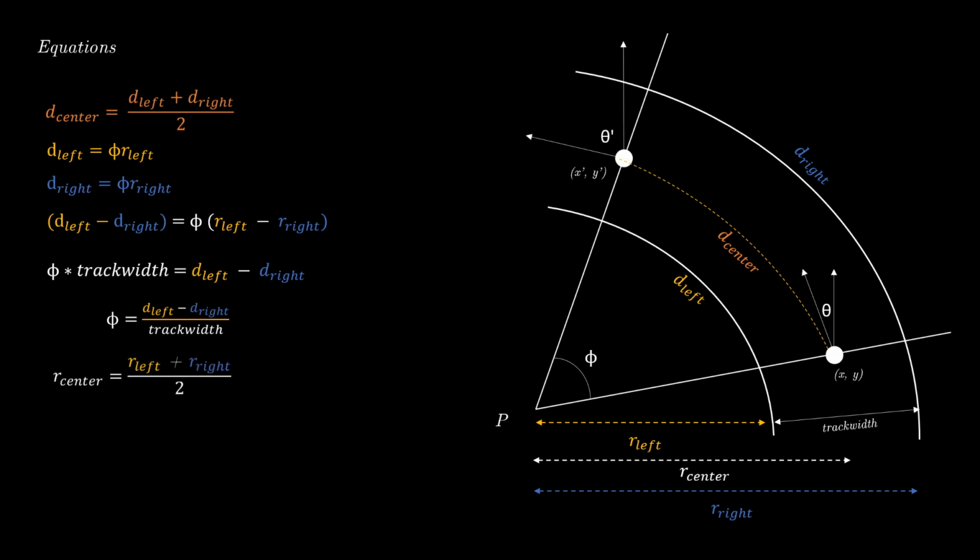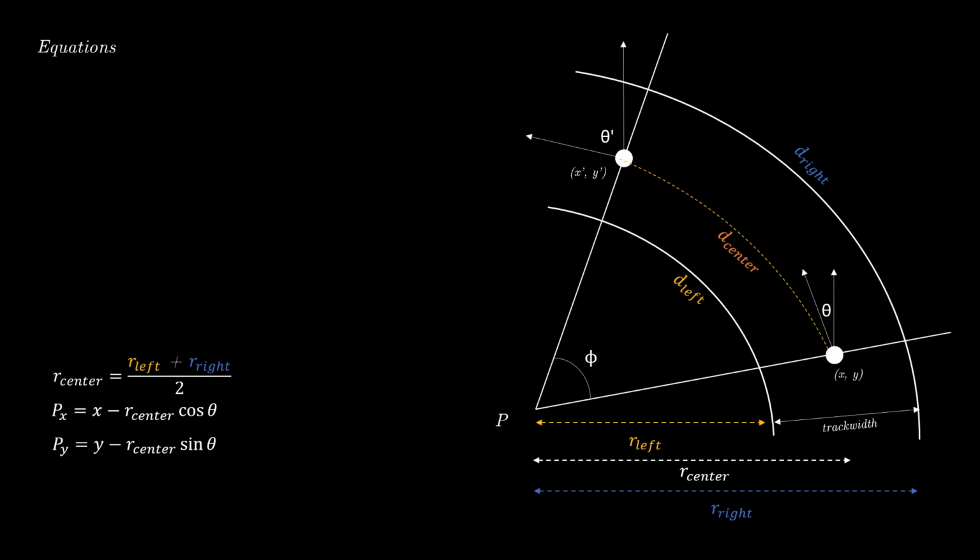Jumping back to r center, we can deduce that r center is just the average between r left and r right. This is just basic line math. The next thing we're going to do is find the coordinates of P, and using trig, we can deduce that P of x is equal to x minus r center times cosine theta, and P of y is equal to y minus r center times sine theta. These are the coordinates of P, and using them, we can find the new position of where the robot actually is.